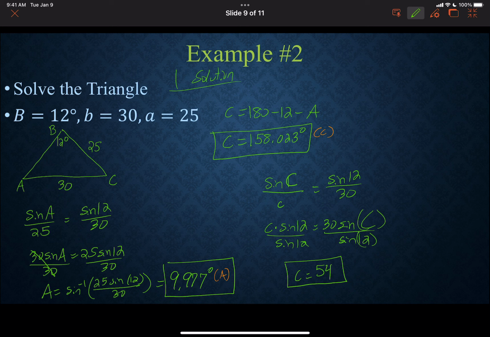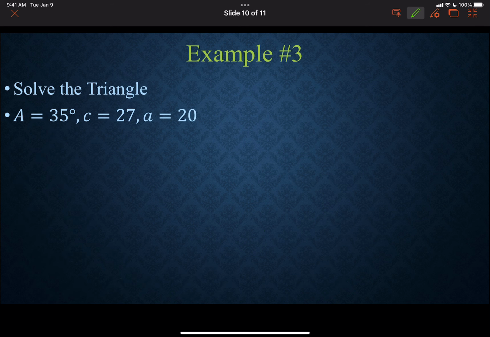All right, so that's how the one solution problem is going to look. You're going to solve for the first angle, and if you get an angle that's less than what you started with, there is only one solution to worry about. If it was bigger, then there would be two solutions, and we'd have to account for that, and that gets a little messier. And we're going to see that with this next example right here.